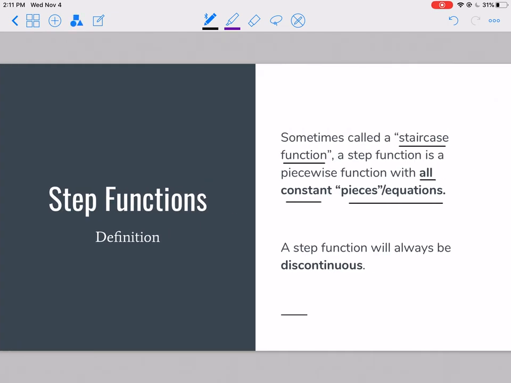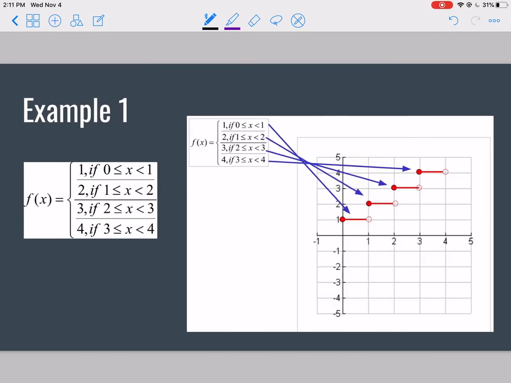And step functions will always be discontinuous. What I mean by that is that you're going to have to pick up your pencil to draw the function. So you cannot just draw the entire function without picking up your pencil. It'll be discontinuous, meaning it's going to have multiple parts and pieces that you're going to then have to pick up your pencil or pen for to draw. Okay, so let's look at some examples.